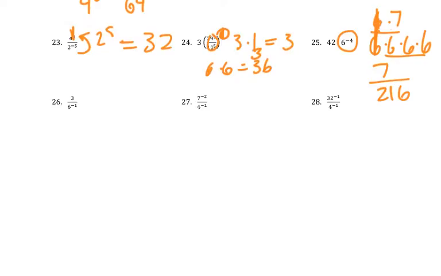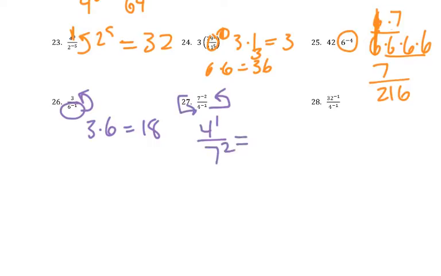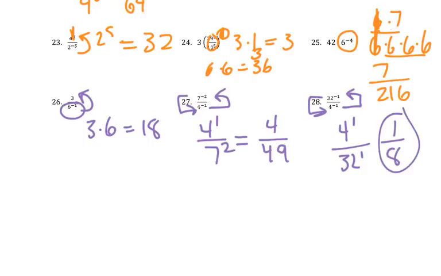6 to the first would bump it up because it's a negative 1. So 3 times 6 to the first would be 18. This one, a negative on bottom, would shoot that up top, and this one down low. So it would be 4 to the first over 7 squared, which would be 4 over 49. And finally, the same thing would happen, so we'd have 4 to the first over 32 to the first, because the negative on top makes it on the bottom, negative on bottom makes it on top. So 4 over 32 would reduce to 1 over 8. Okay, there we go, guys.